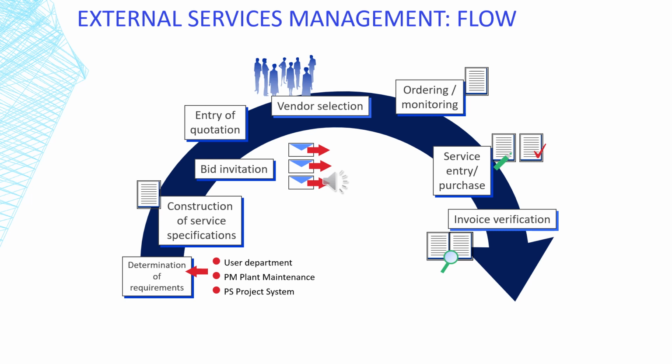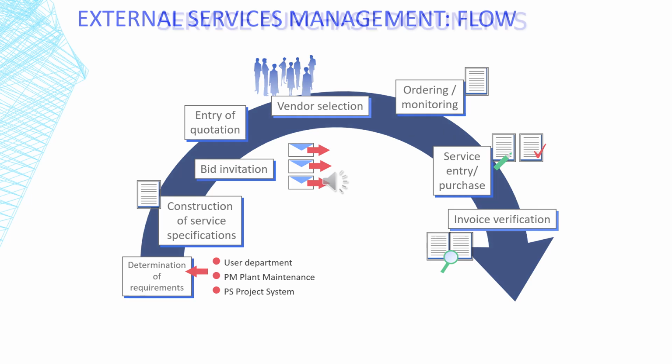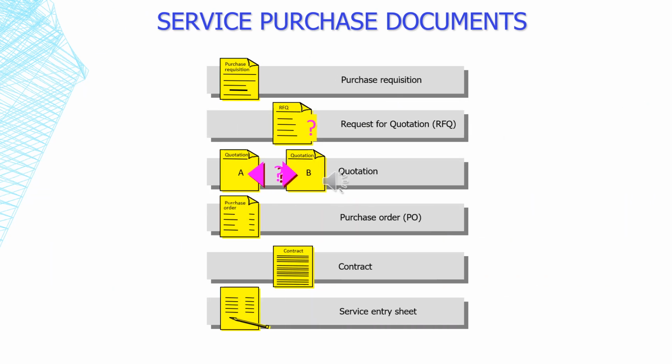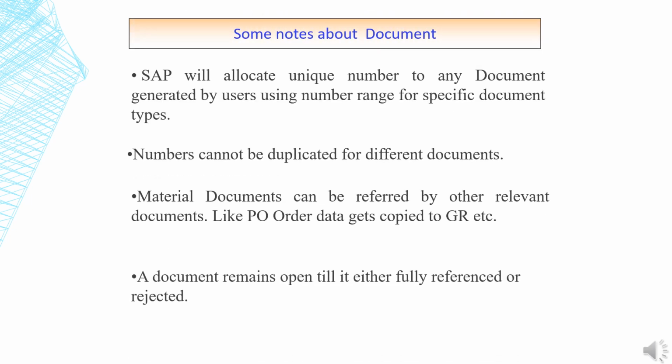In this picture, we have listed the basic flow of external services management: determination of requirement, construction of the services specification, bid invitations, entry of the quotations, vendor selection, order monitoring, service entry sheet or purchase invoice verification. Now, a service purchase document has several stages like purchase requisition, request for quotation, quotation, purchase order, contract, and service entry sheet.